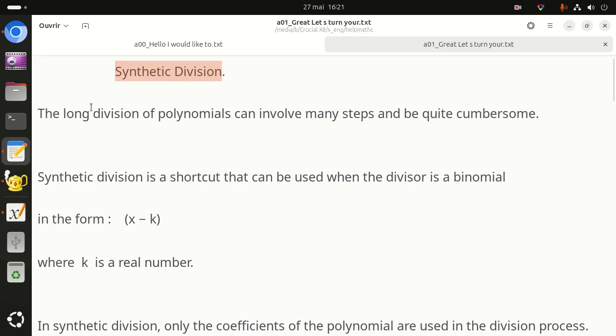Synthetic division. The long division of polynomials can involve many steps and be quite cumbersome. Synthetic division is a shortcut that can be used when the divisor is a binomial in the form x minus k, where k is a real number.